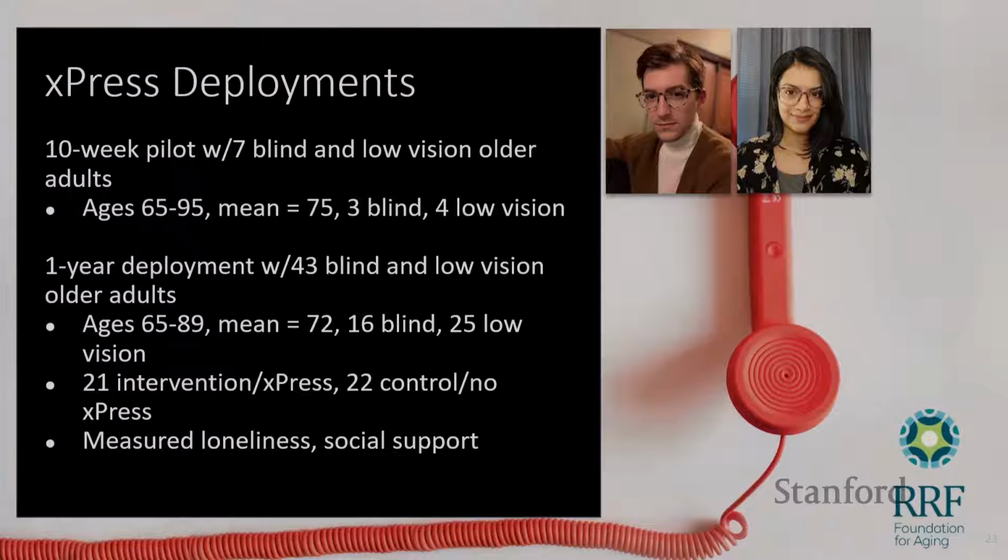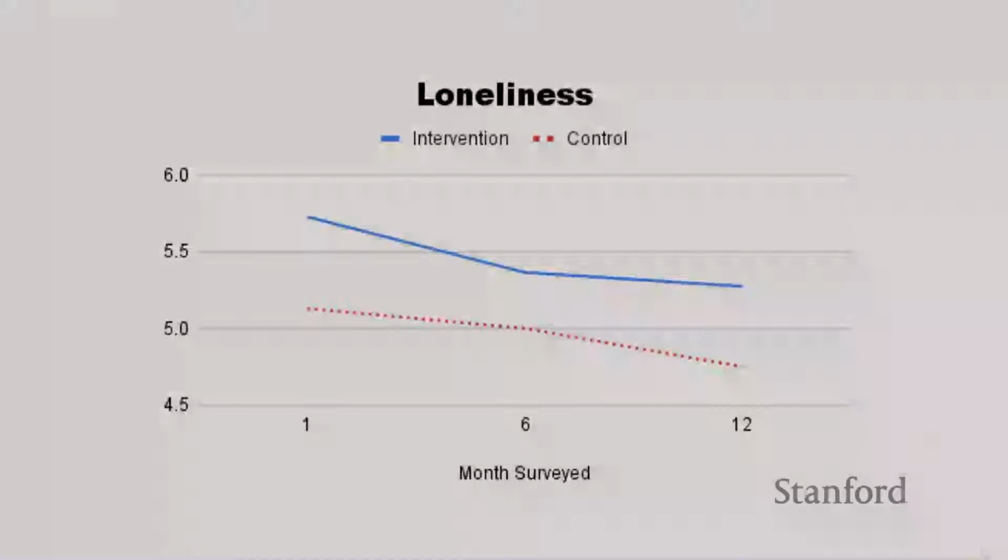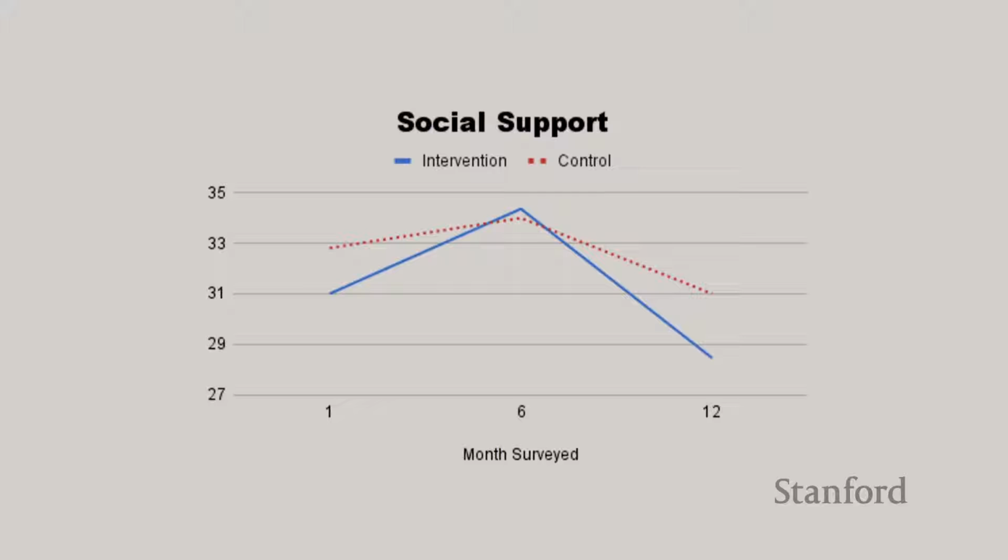Specifically, we measured loneliness and social support. While not significant, and I'll explain why in a bit, we did notice some trends. One is that loneliness decreased for everyone in the study, but this was more pronounced for those who used Express, in the intervention condition, meaning the difference between the first month and the 12th month was larger for those who used Express. We saw similar trends with social support, where you might have to flip things in your mind: a lower social support score here actually means higher social support. So overall, people felt like they had more social support if they used Express compared to those who did not.